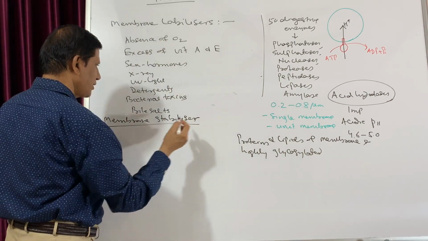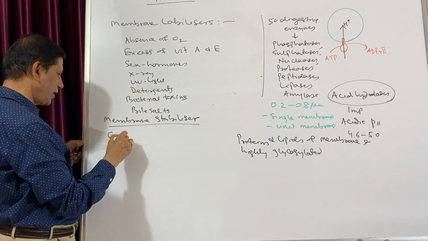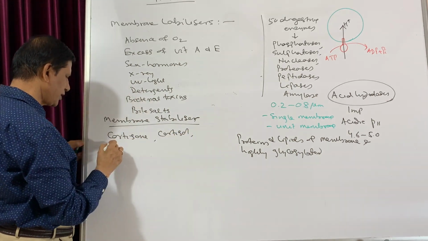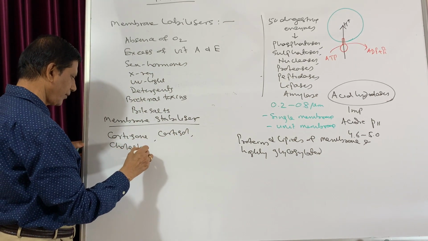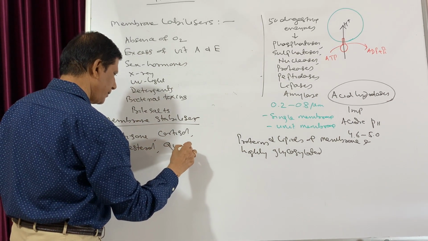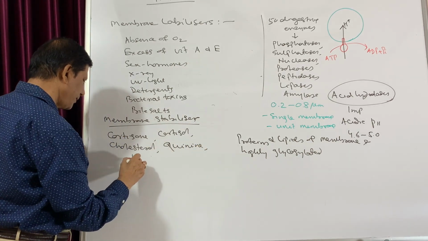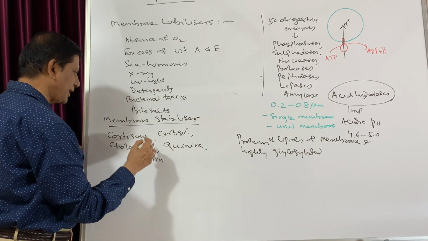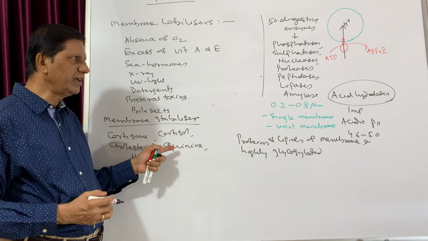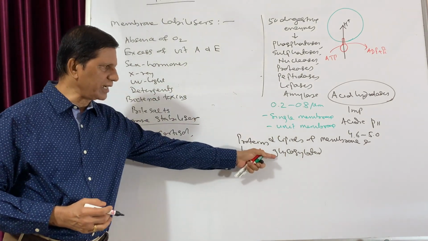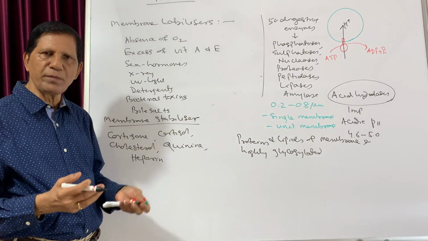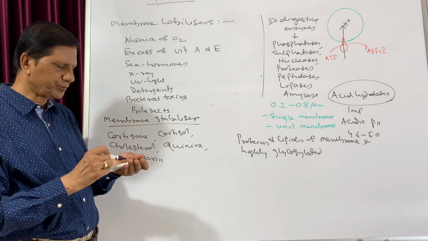Labilizers and stabilizers. Stabilizers are usually cortisol, cholesterol, quinine and heparin. These are the substances which are usually known as stabilizers. That means if these substances are present in the cell, they will stabilize the membrane, in addition to glycosylation. While if labilizers are present, they will make the lysosomal membrane fragile and cause lysis.